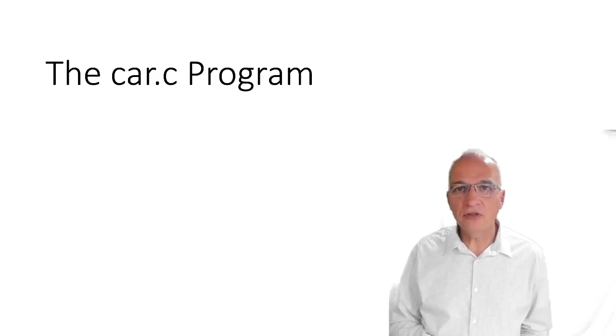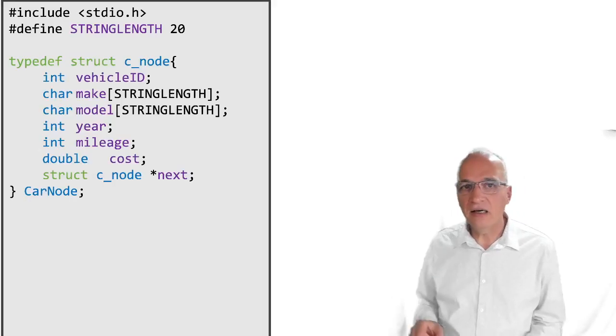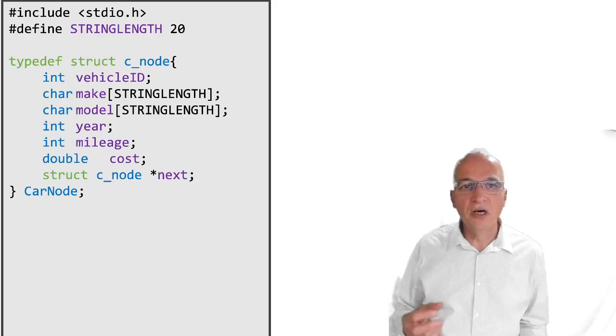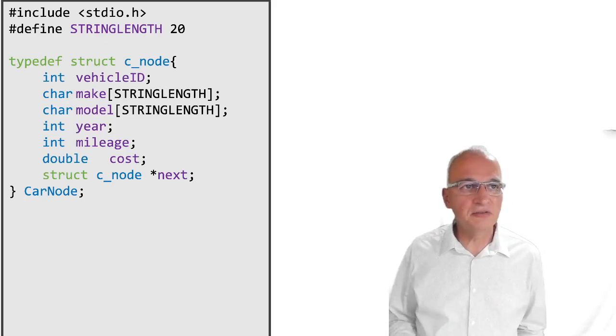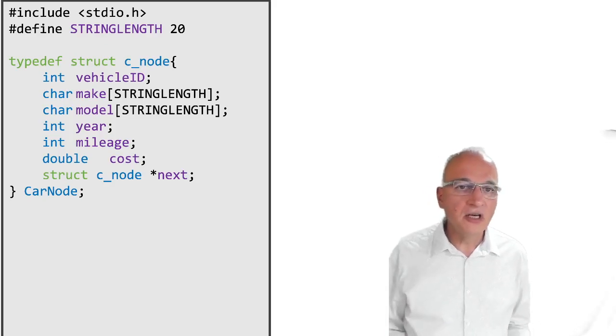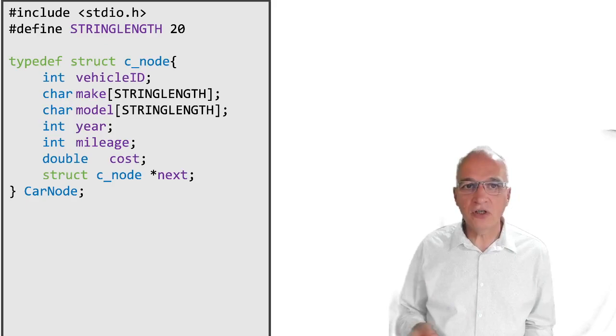We'll study this question by looking at a simple C program. It's the car C program, and this program has a structure, a complex data structure that has 7 fields. The first field is an integer, that's the vehicle ID. Then there are 2 strings, the make and the model of the car, 2 integers, that's the year and the mileage of the car, and then there is a double, that is the cost, and then there is a pointer to the next car structure, which is an address.